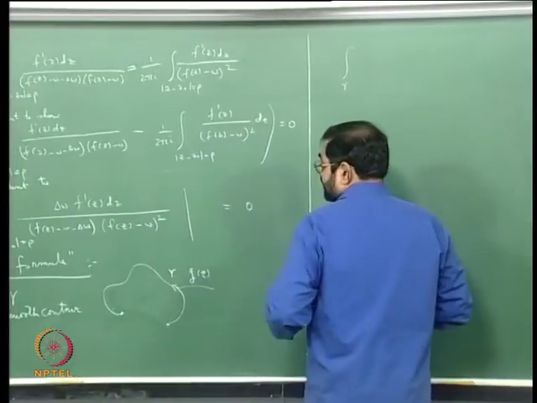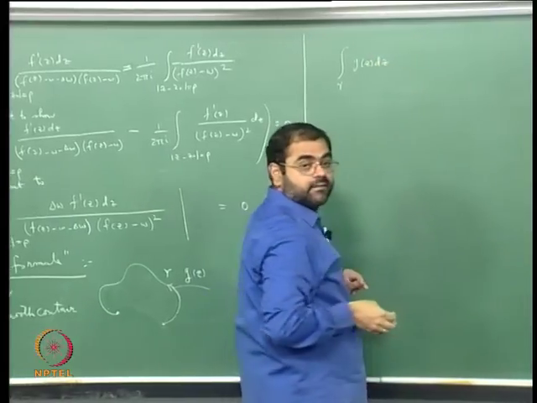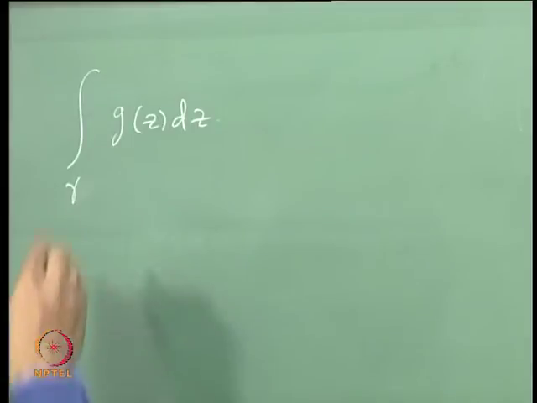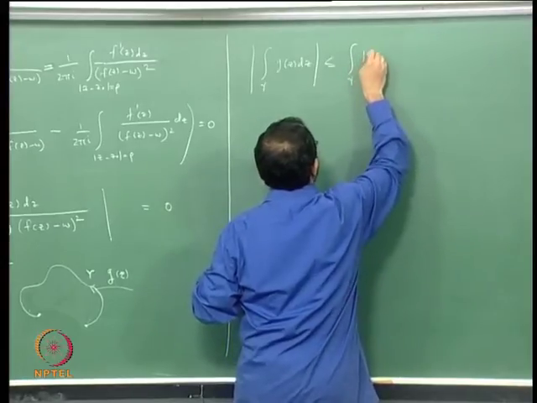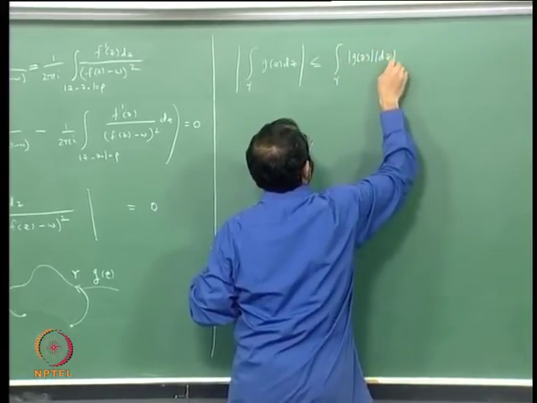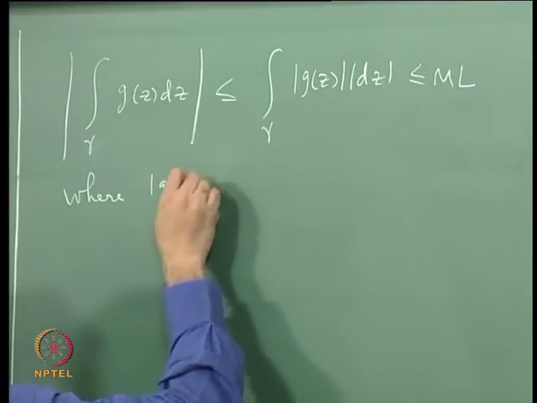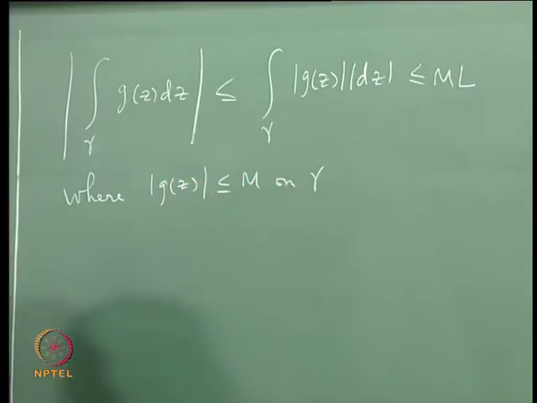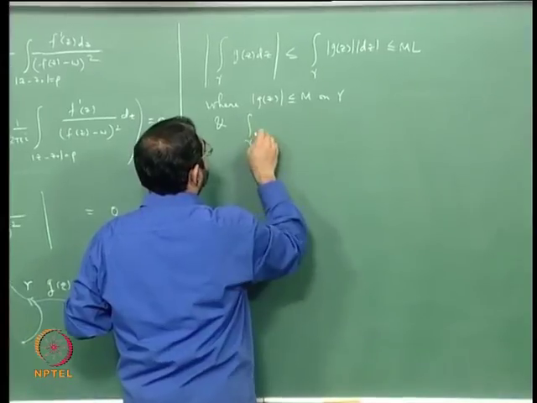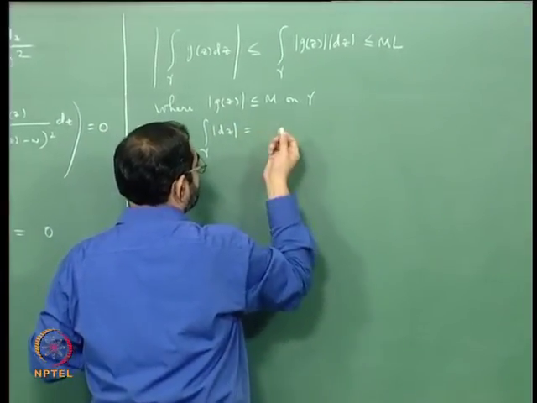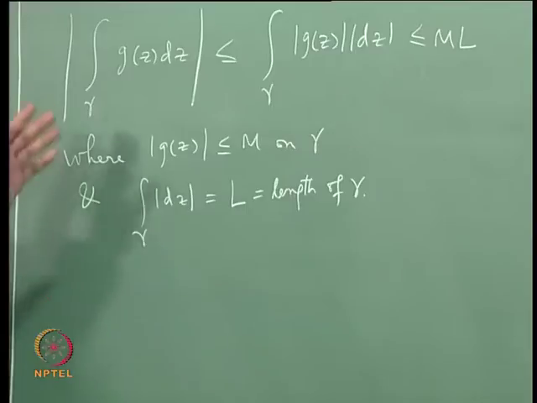So if you calculate the integral over gamma of g(z) dz, okay, this makes sense. The modulus of this integral is always less than or equal to the integral of the modulus, and this is less than or equal to ML, where mod g(z) is less than or equal to M on gamma, okay, and the integral over gamma of mod dz is actually L, which is the length of gamma, okay. So this is something that you should have seen in a first course in complex analysis.